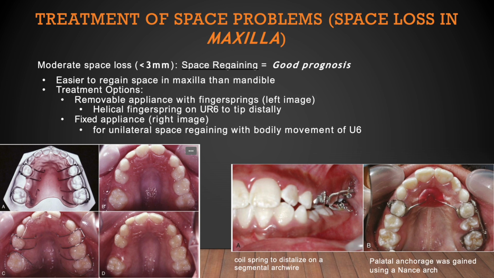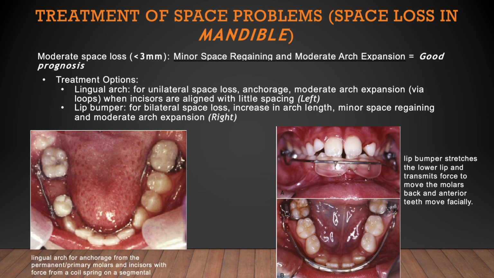We can use a fixed appliance on the right with a coil spring to distalize on a segmental wire, and that open coil spring will distalize that molar and create some space for the erupting tooth. It's also using palatal anchorage, a Nance banded to the first molars. Though there will be some anterior movement from those forces, because the rugae and the palate are soft, you do expect a little bit of anchorage loss there. You're mostly going to get distalizing movement on the molar, and a little bit of a distal rotation as well, which will open up space for that erupting tooth.